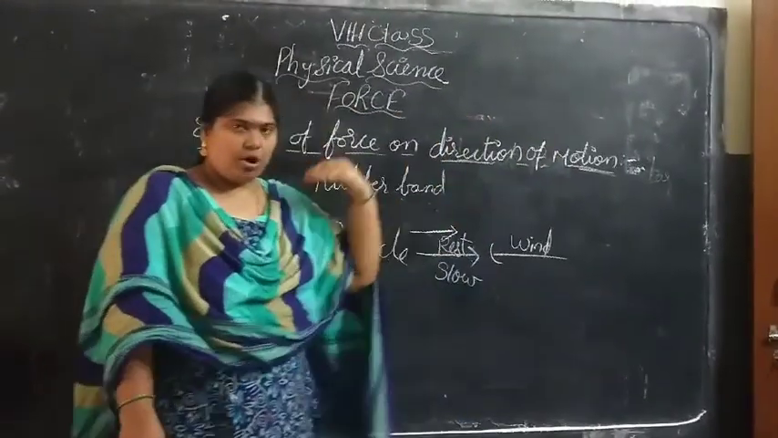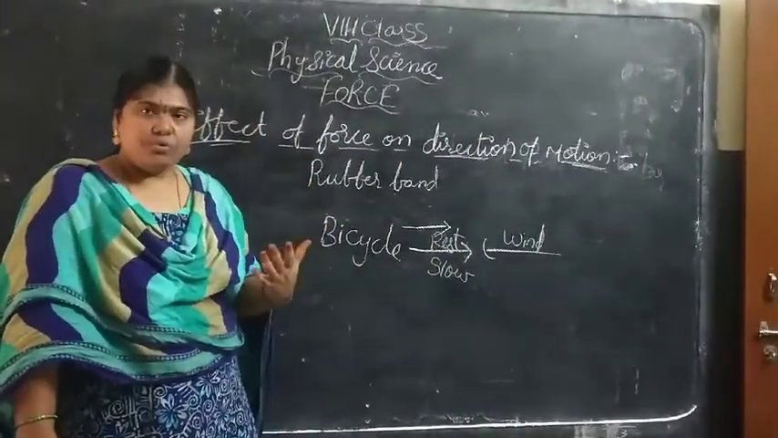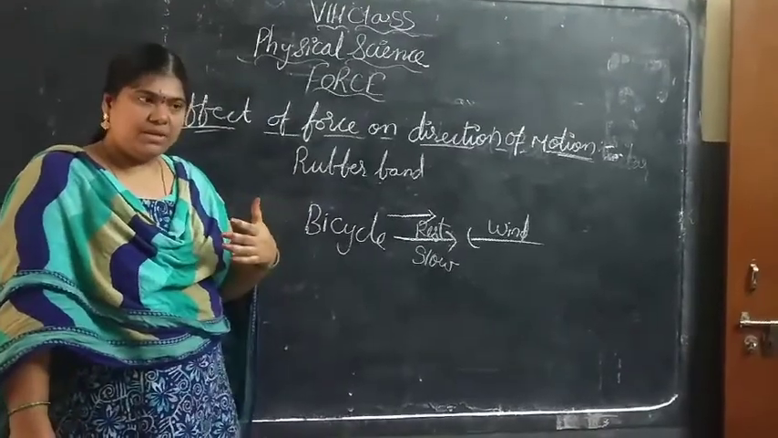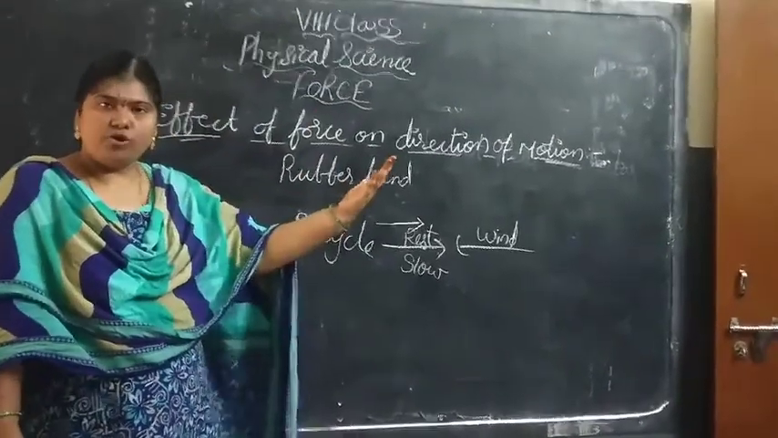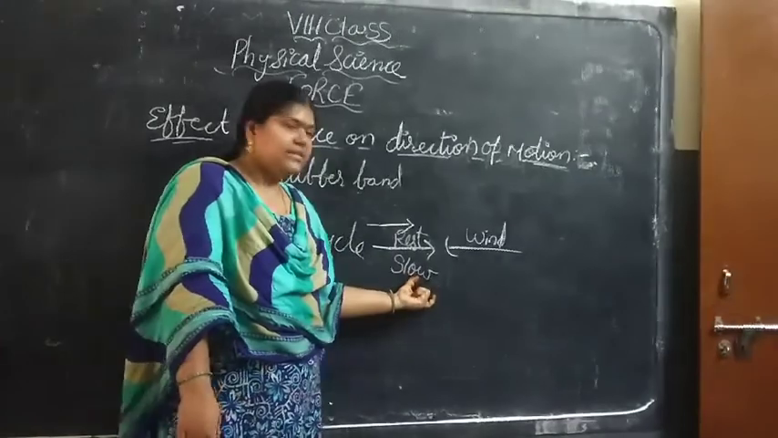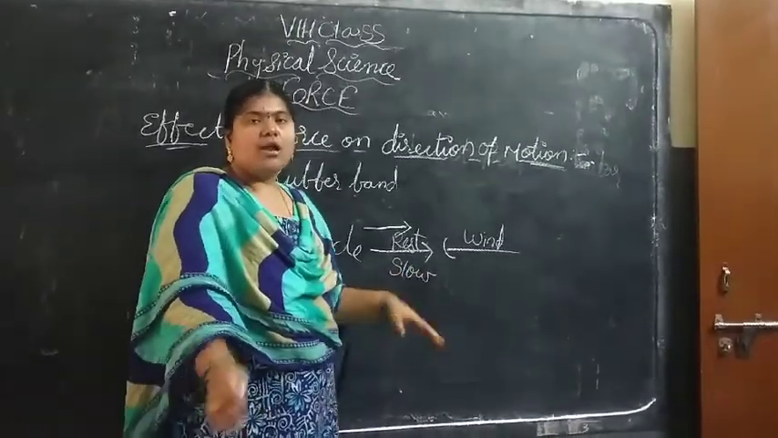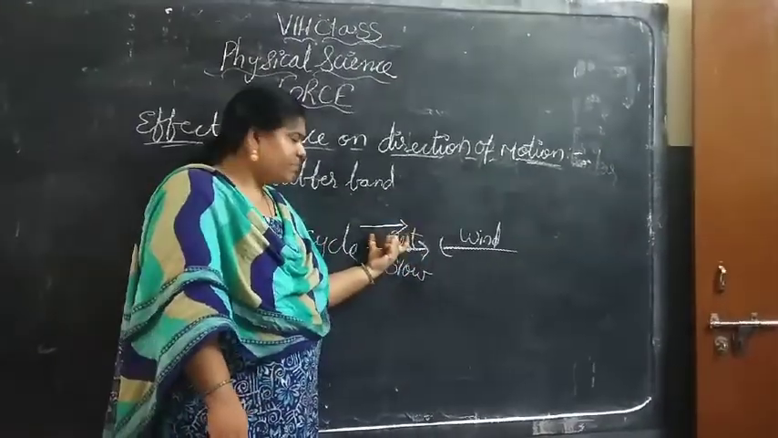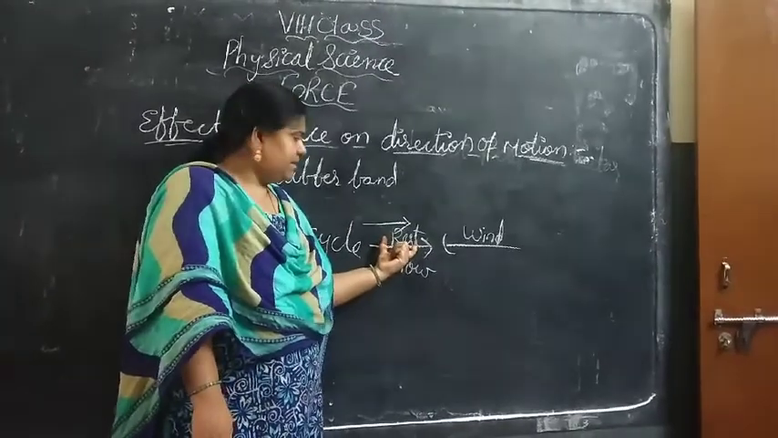Why? Because the wind is in the opposite direction. At that moment, the force applied by me is less than the flow of the wind. What will happen? The cycle will slow down, or automatically it will come to a rest position. You can see this one.